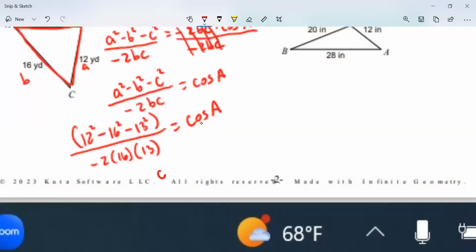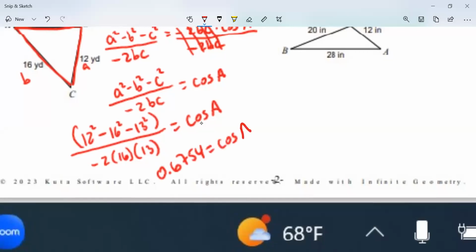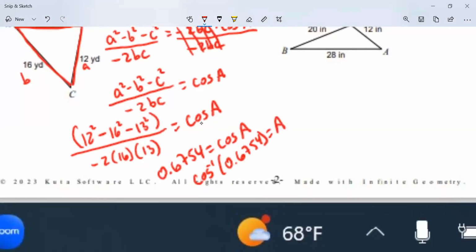So I have that 0.6754. It's equal to cosine of A. And I'm solving for angle A, not cosine of A. So I'm going to say that cosine inverse of 0.6754 is equal to angle A.